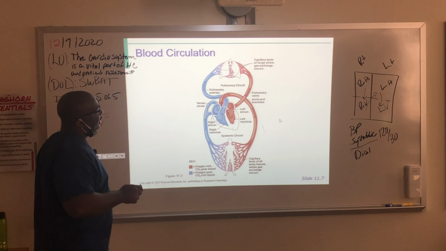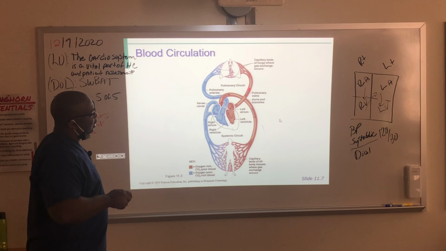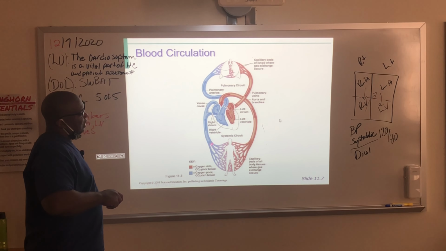Now, you have left side and right side. If I have all the nutrients and oxygen over here, I'm going to drop them off to the body. This is the right side, in which blood is coming back, but it's empty. It's dry. That's why it's blue.